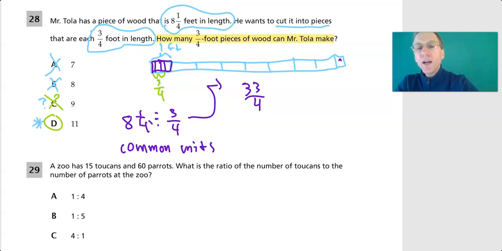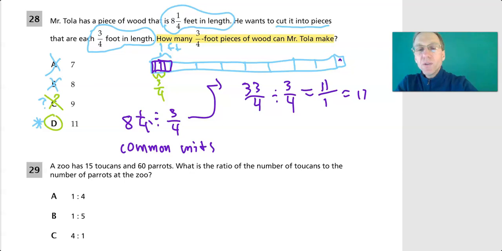Divided by 3/4. Now, because these are common units, you don't have to do anything else. You're with a common unit, so you can just go 33 divided by 3 equals 11. 4 divided by 4 equals 1, which is just 11.